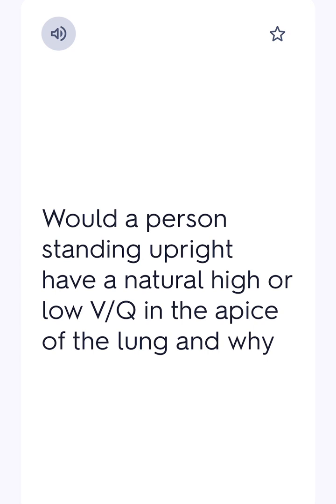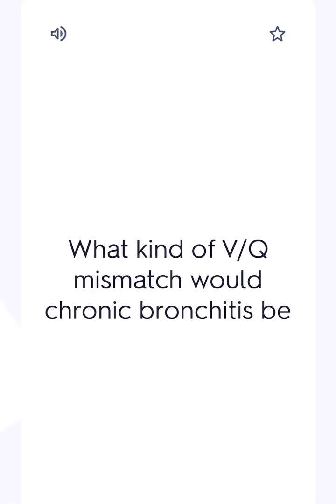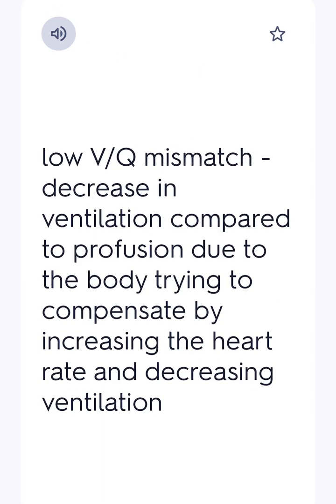Would a person standing upright have a natural high or low V/Q in the apex of the lung, and why? High V/Q mismatch due to high air turbulence higher up in the lung but a decrease in blood circulation due to the pull of gravity. What kind of V/Q mismatch would chronic bronchitis be? Low V/Q mismatch, decrease in ventilation compared to perfusion due to the body trying to compensate by increasing the heart rate and decreasing ventilation.